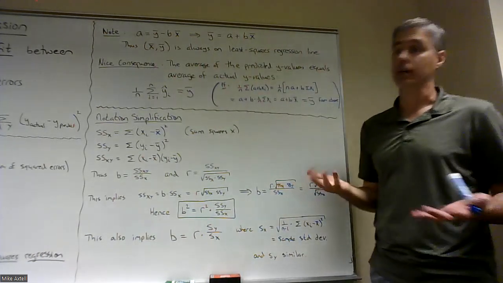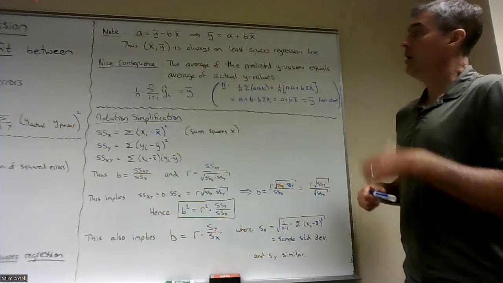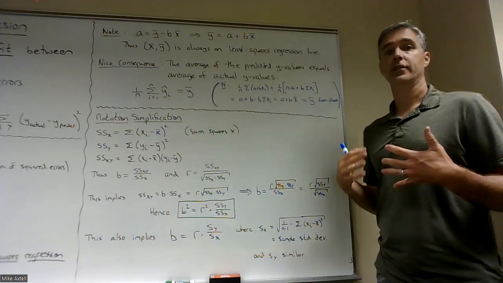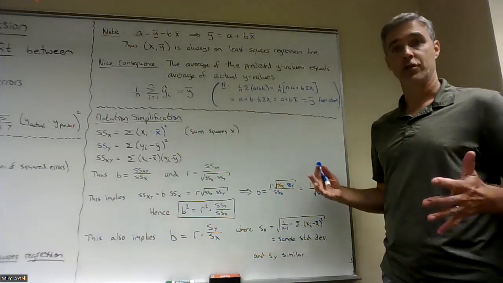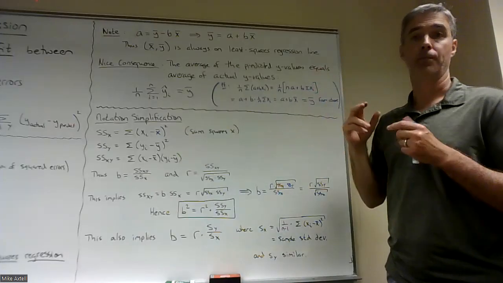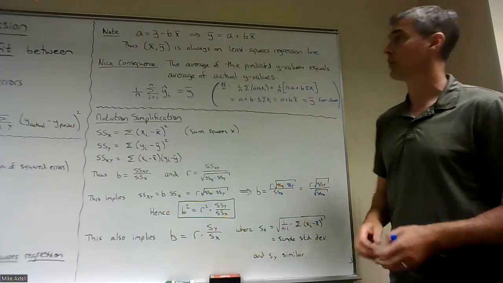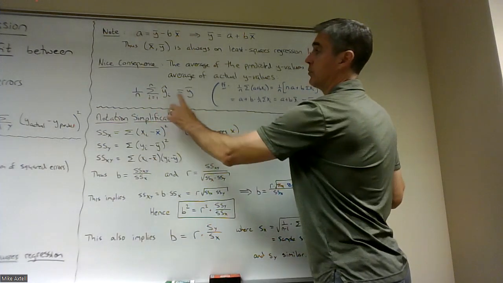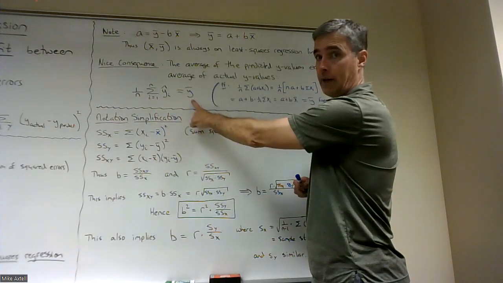And that's kind of pleasing. Okay. There's also another nice consequence. If we take all the predicted values of y from this linear model and average them out, we get the same exact average as the actual average of the y values. In other words, the average of my predicted values is equal to the average of the actual y values.